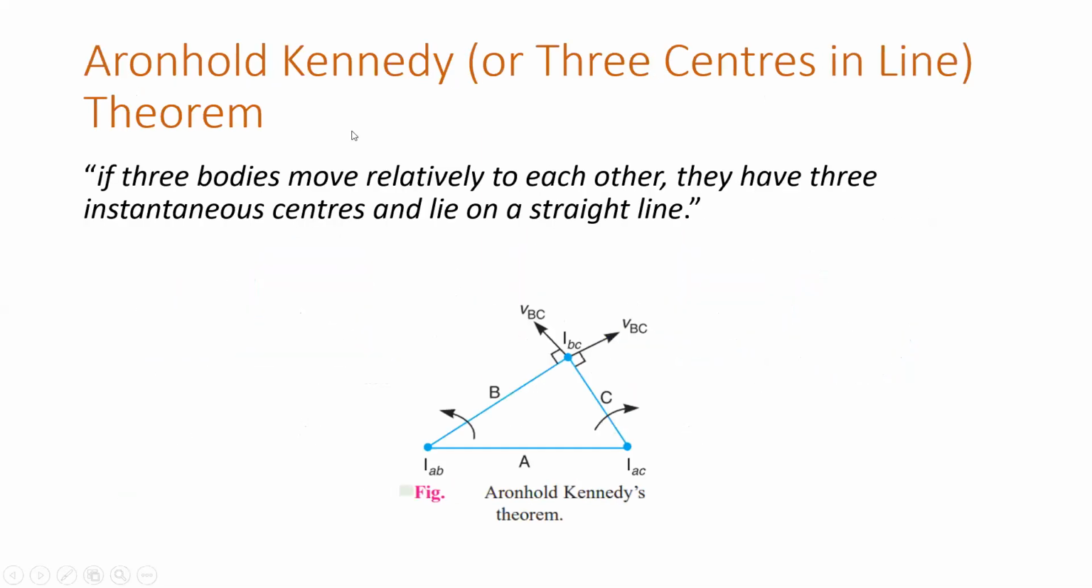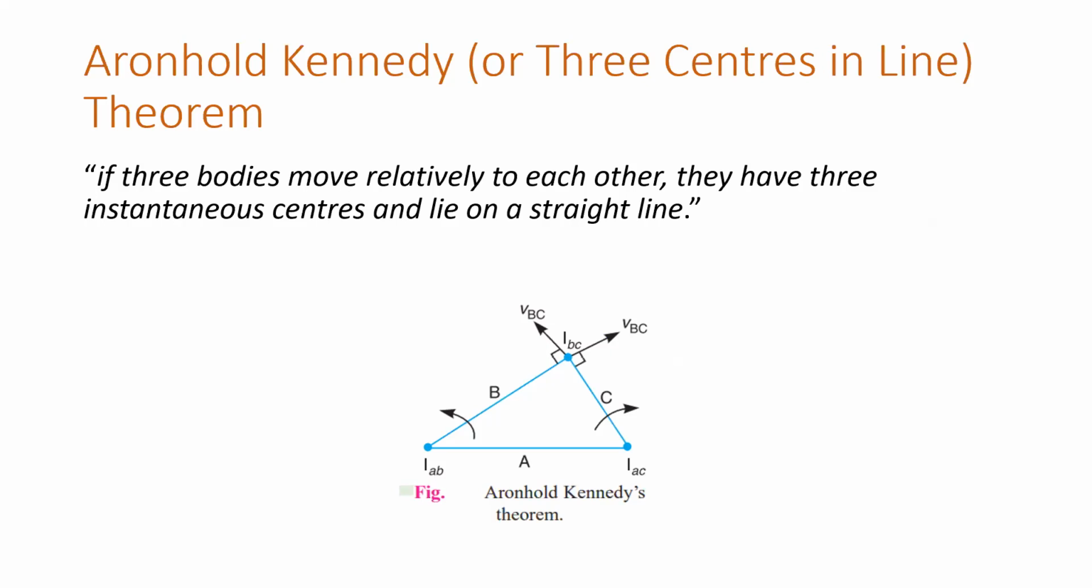Okay, it is also important: Aronhold-Kennedy, or the three centers in line theorem. It is useful to you in order to locate the other ICRs. Other ICRs in the sense those ICRs that are generally not required for calculation. Okay. But in some problems it is asked to locate all the ICRs. That time you will use this Kennedy theorem.